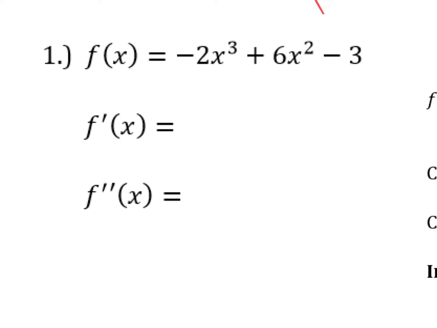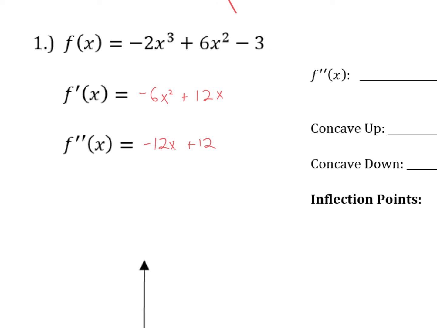Start off with some straight up power rule to get the first derivative: negative 6x squared plus 12x. The second derivative then would be negative 12x plus 12. Now I want to figure out when that second derivative is equal to 0. So we'd set that equal to 0 and solve. I'm getting x equals 1.